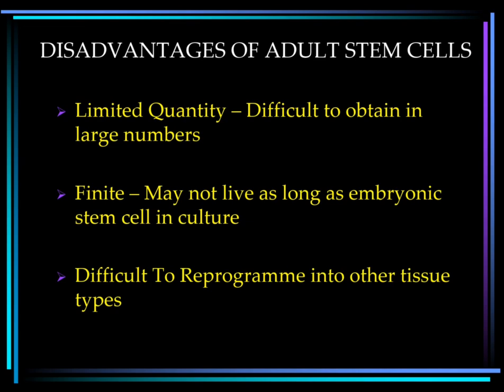So, what are the disadvantages of adult stem cells? Limited quantity; difficult to obtain in large numbers. It would be very difficult to obtain in large numbers. Finite, they may not live as long as embryonic stem cells in culture. Difficult to reprogram into other tissues. These were the problems they encountered when they were dealing with adult stem cells.